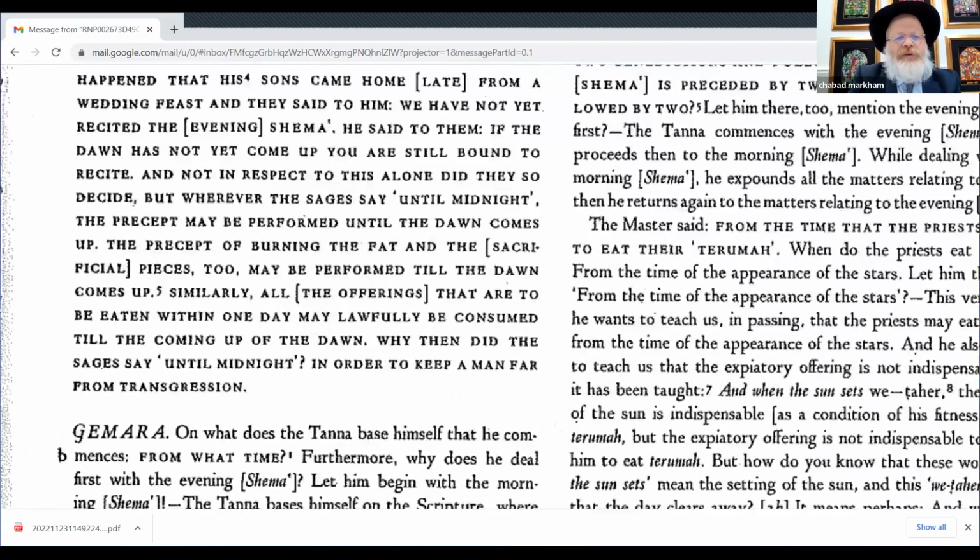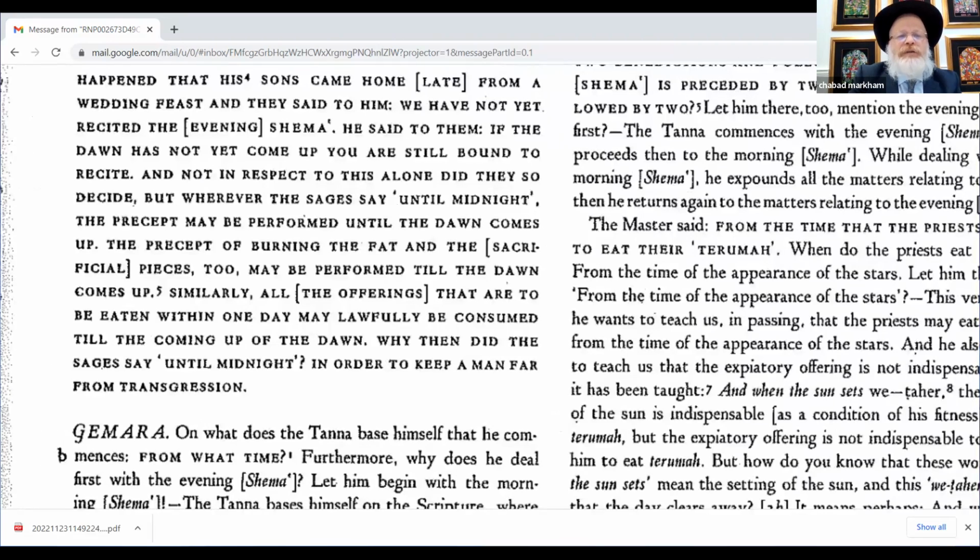Similarly, all the offerings that are to be eaten within one day may lawfully be consumed till the coming up of the dawn. Why then did the sages say until midnight? In order to keep a man from transgression, in order that people shouldn't fall asleep and forget. Oh, so now you know why there is a little letter on both the Chachamim and Rabbi Gamliel, because the halacha is like both.